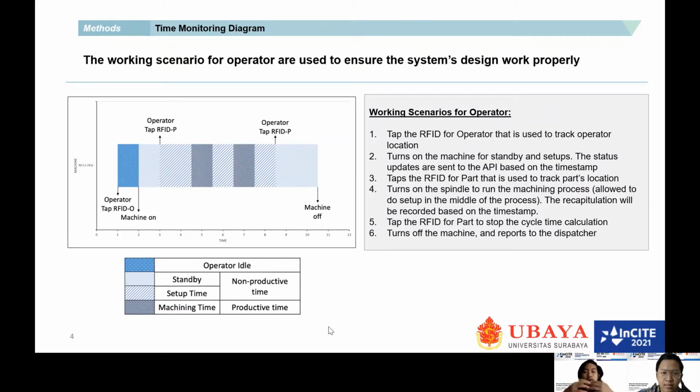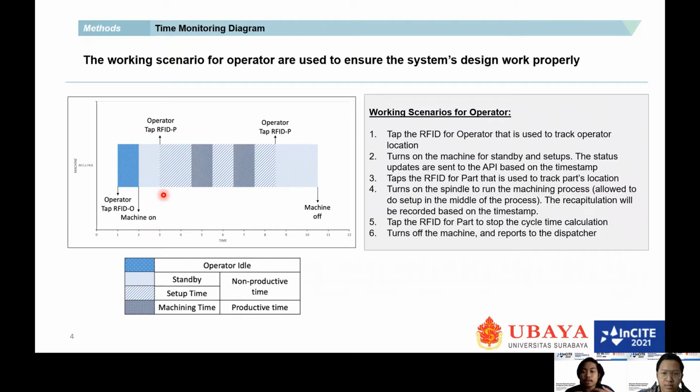In order to get an accurate data collection for the IoT device, a working scenario is created to ensure that all data flow works properly to minimize error. The scenario is depicted in this figure, where operators have to follow a few steps while working on the machining process. The first one is the operator's card tapping to track the operator's location. That will be followed by turning on the machine and tapping the parts card to identify the parts location on the shop floor and start the cycle time calculation.